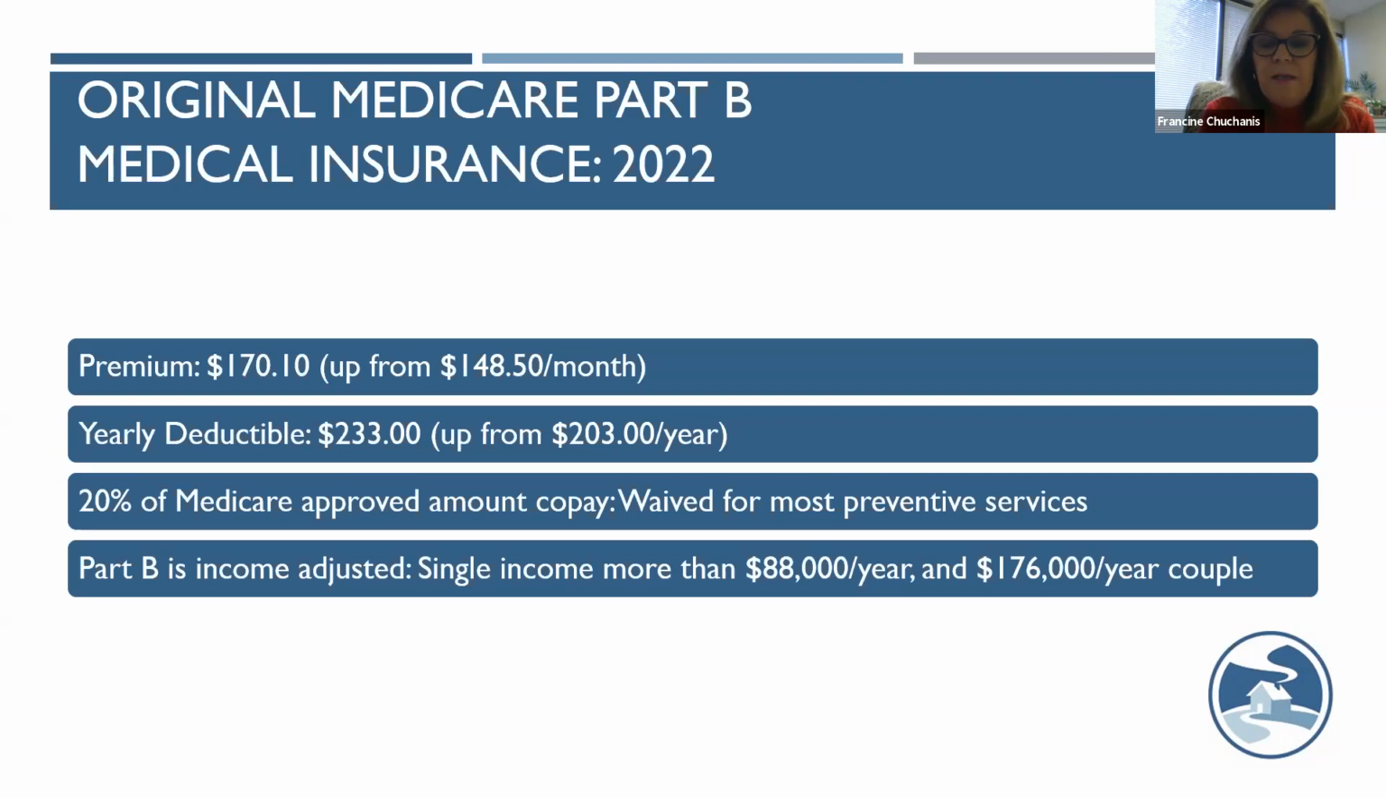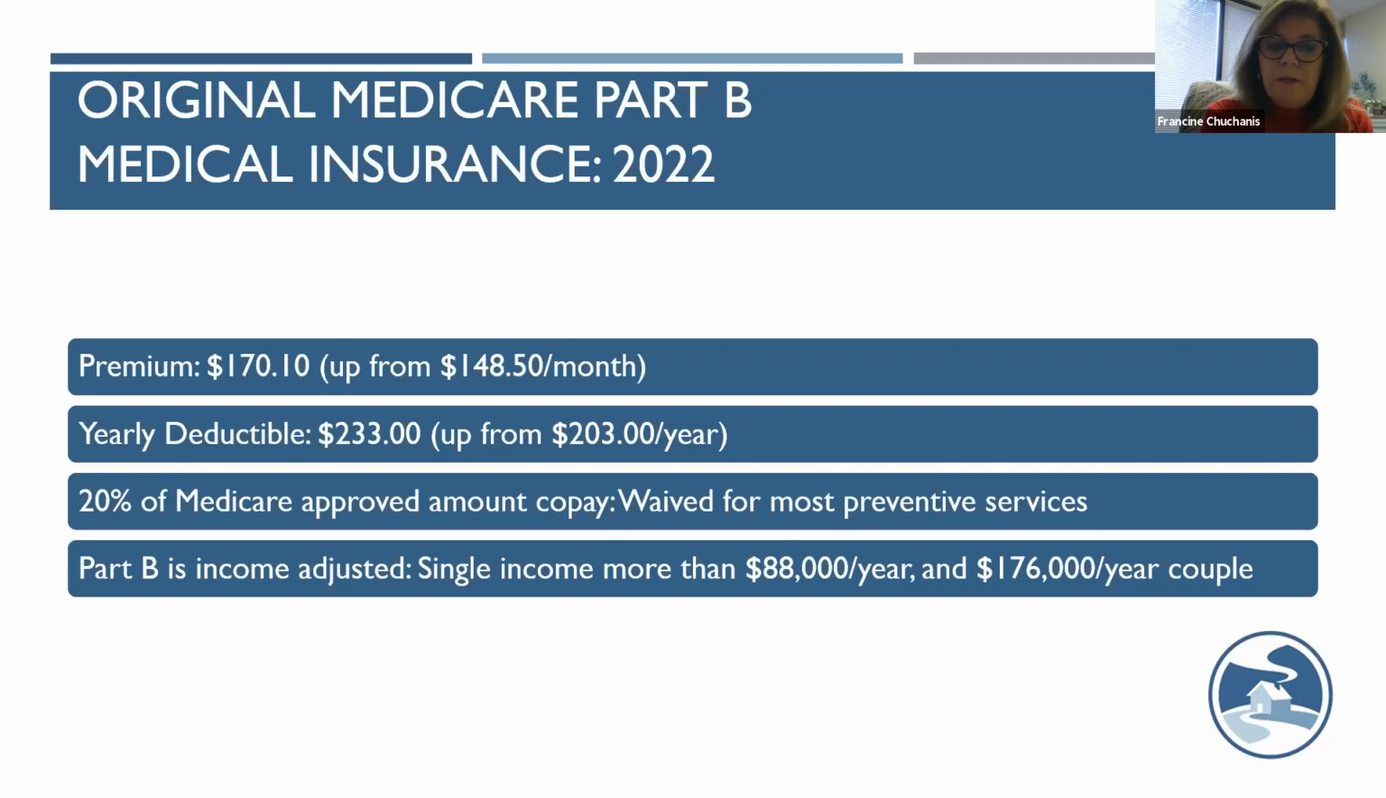Experts were saying it would not increase more than $10 for next year. Well, that's not the case, as you can see. There was quite a hike in the Part B premium for next year. The new Part B premium next year will be $170.10 per month. There is also a yearly deductible, which increased from $203 this year to $233.